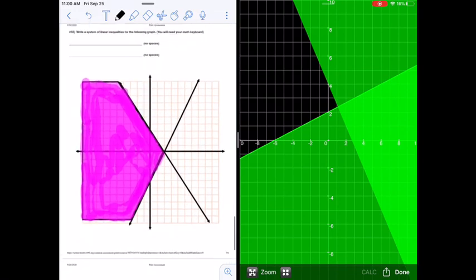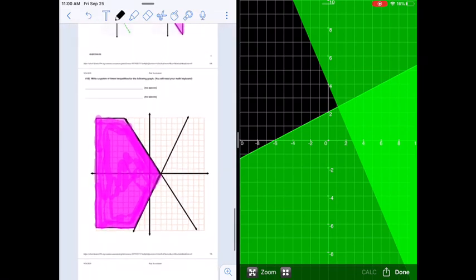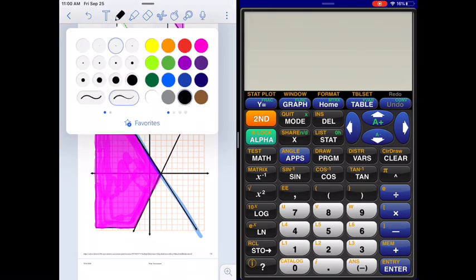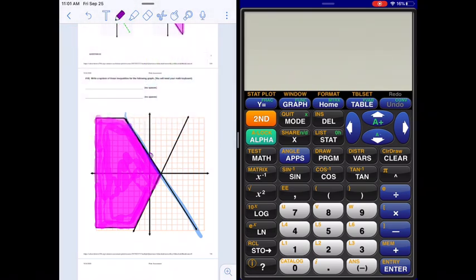Okay, last problem. We are given a picture and you need to write a system of linear inequalities for the following graph. So here's what we're going to do. Go ahead and look at just this graph here. My slope is negative because it's going down. Just like always, we are trying to find M and B. So B is your y-intercept. It is right there. B equals 3.